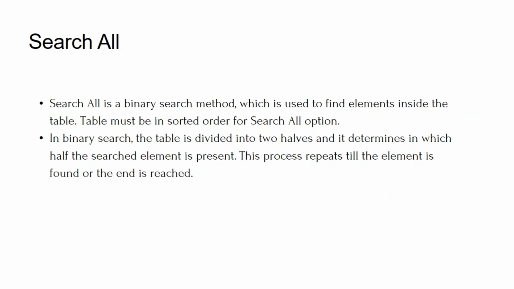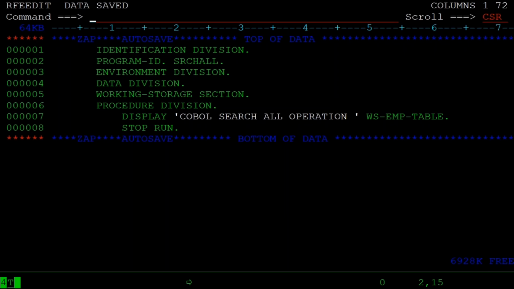In binary search, what happens? The table is divided into two halves, and it determines in which half the element is present. This process repeats till the element is found or the end is reached. So let's execute a program and understand the search all option in COBOL. Let's go to the mainframe. So guys, we are at the mainframe, and this is the basic COBOL program structure.